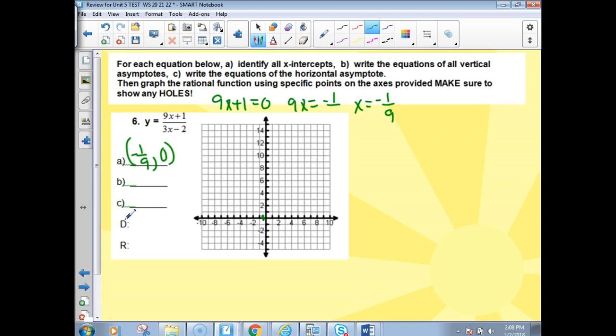Okay, if you want part B, write the equations of all the vertical asymptotes. That would be x equals 2/3, the 0 of the denominator. 2/3 would be, oh my gosh, in here. That was one I'd rather pull up. I've done it before. Now the equations of the horizontal asymptotes. This would be y equals 3 because it's equal weight, numerator and denominator. 9 over 3 is 3.